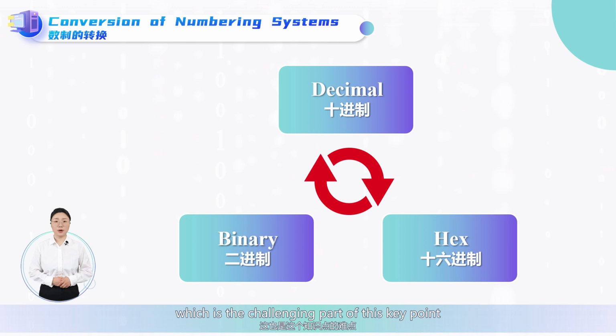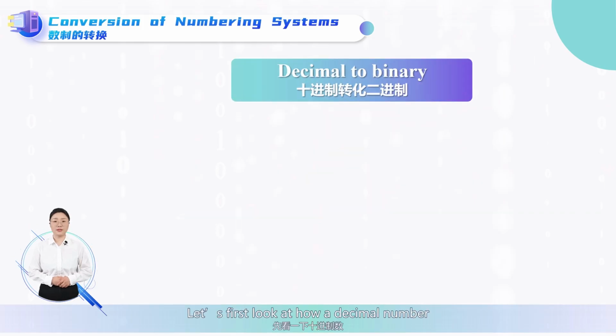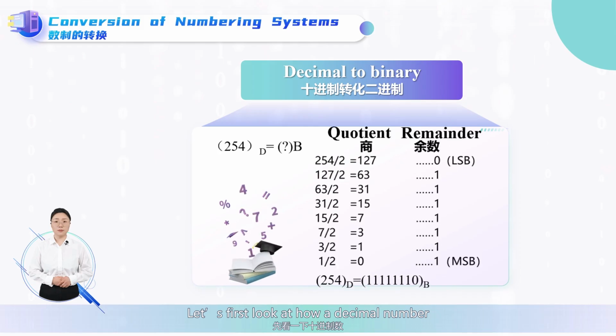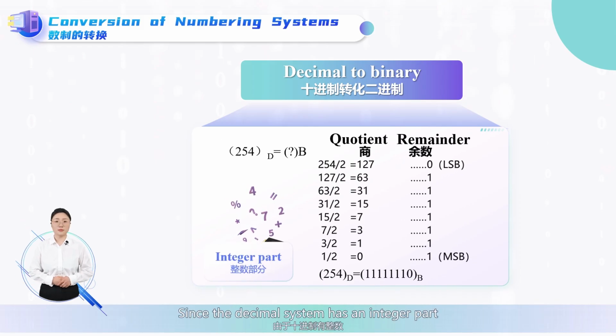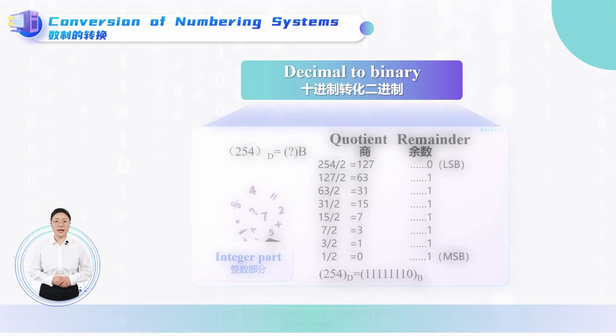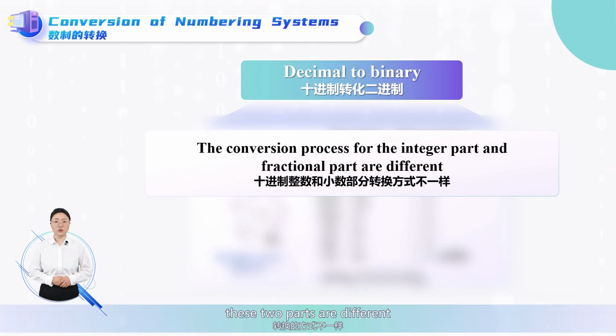which is the challenging part of this key point. To break through this challenging part, let's first simplify the problem and start with the easier aspects. Let's first look at how a decimal number may be converted to the binary number. Since the decimal system has an integer part and a fractional part, and the conversion methods for these two parts are different, for the sake of simplification, let's first convert the integer part.